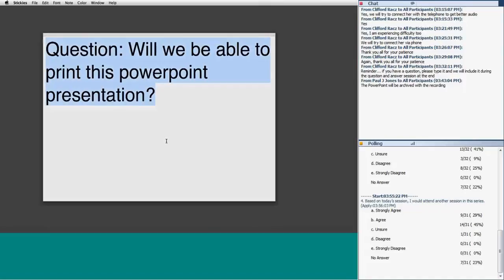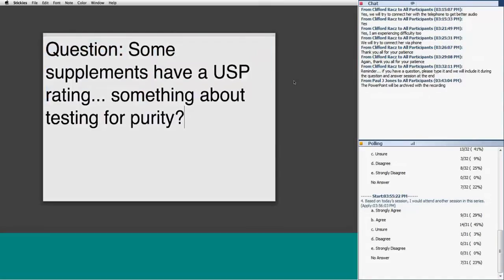Next question, or question/comment. Some supplements have a USP rating. Something about testing for purity? Well, USP rating is very interesting. It is a voluntary program, and basically, we talked about how the FDA regulates certain ingredients in supplements and it regulates the marketing, but it doesn't test for safety. And that's a very big problem for consumers.